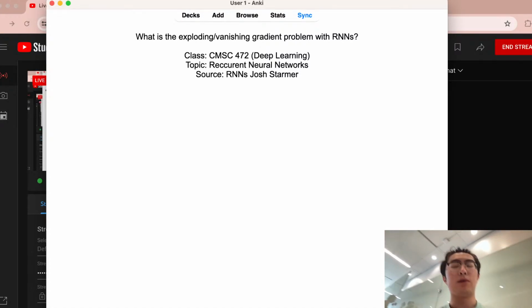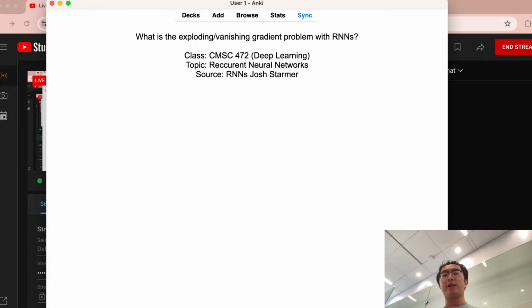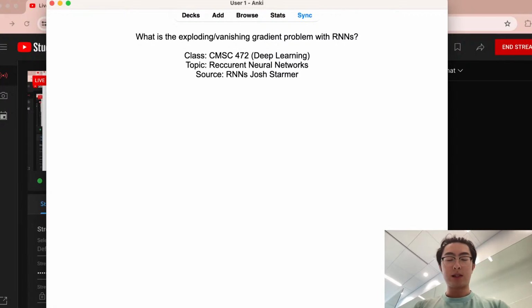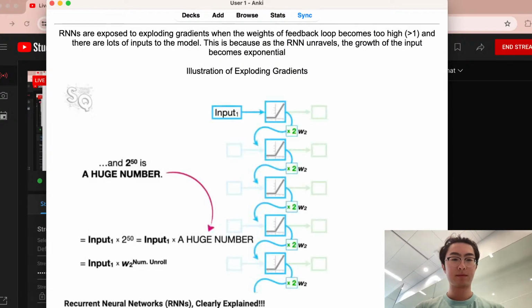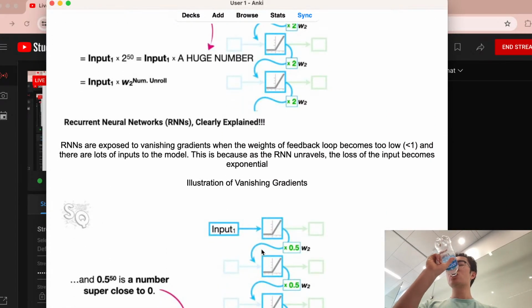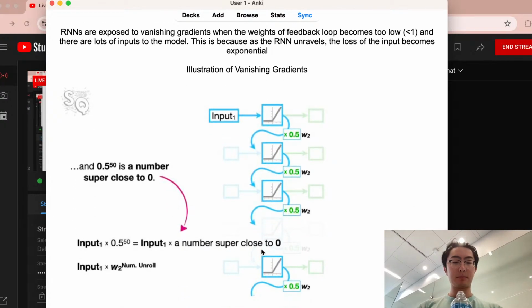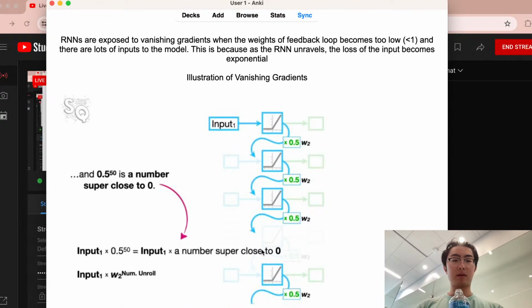What is the exploding/vanishing gradient problem with RNNs? Basically, RNNs, they unravel. You have exponential growth in your values in your feedback loop, and that can cause really high numbers, really small numbers. Say it's pretty easy.